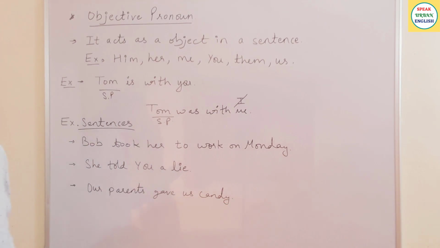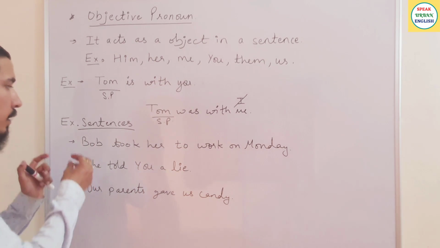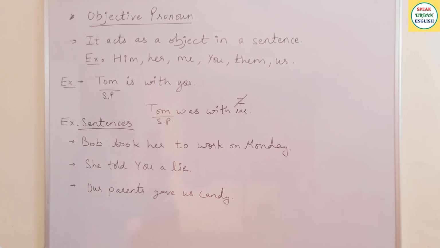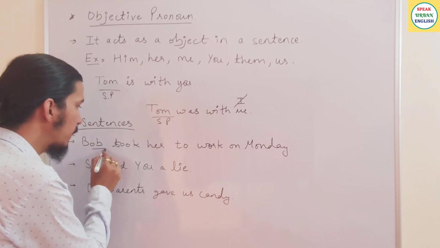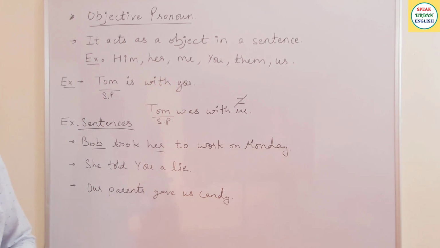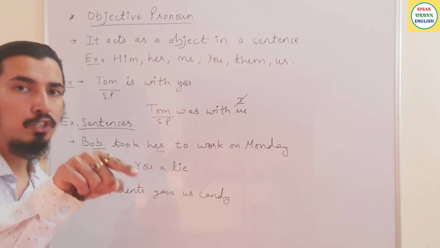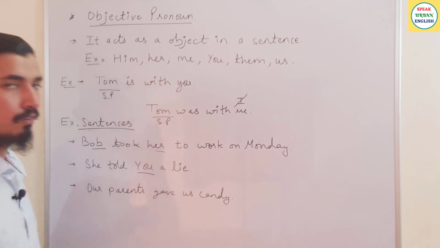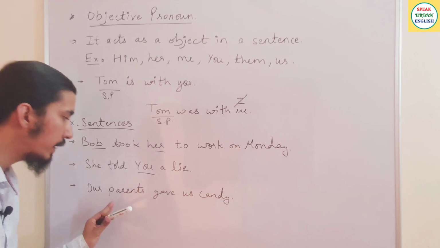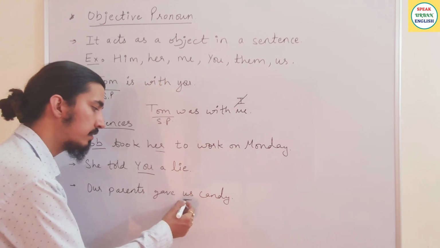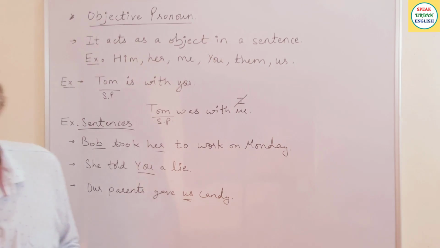Okay guys, so now we will see some example sentences of objective pronouns. If I say Bob took her to work on Monday. Bob is the subject, her is an objective pronoun. She told you a lie. So you is again an objective pronoun. Our parents gave us candy. So guys, again us is an objective pronoun.